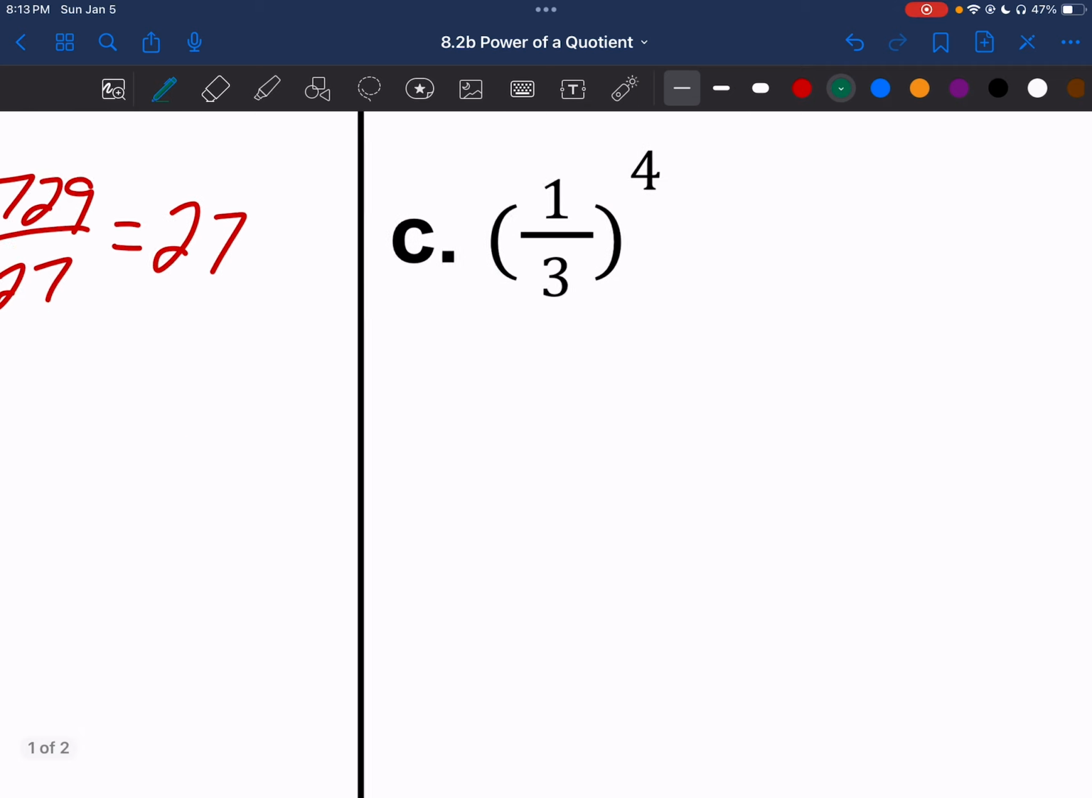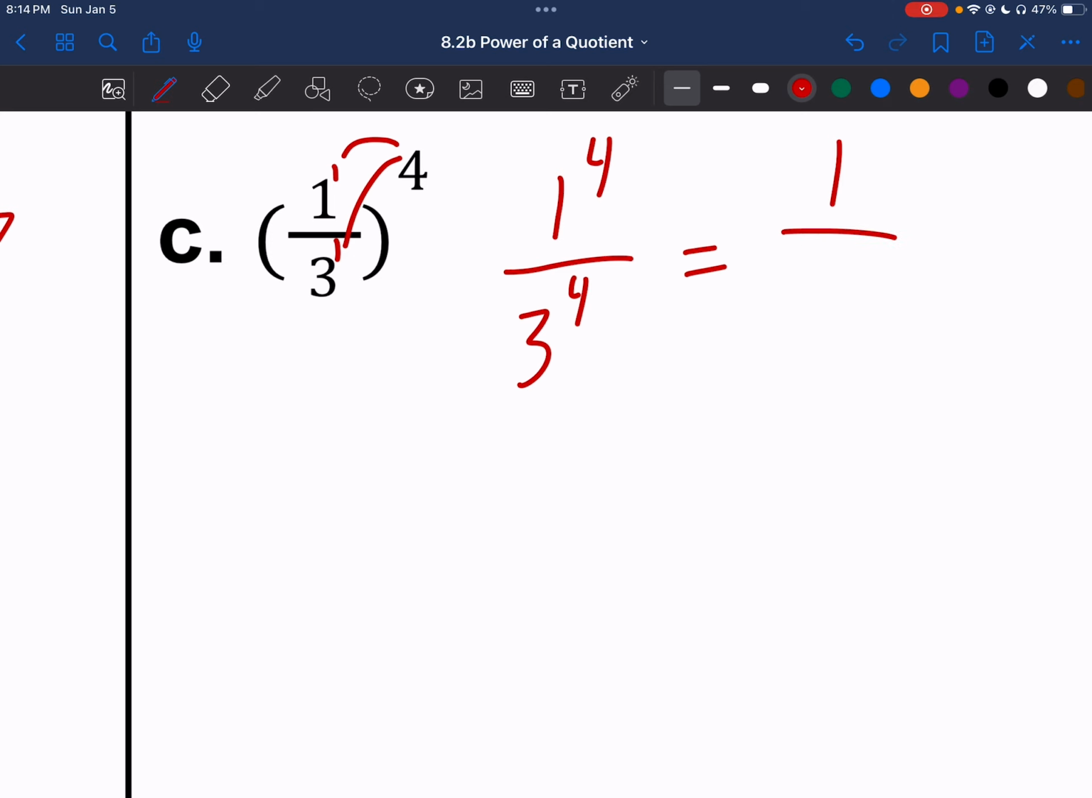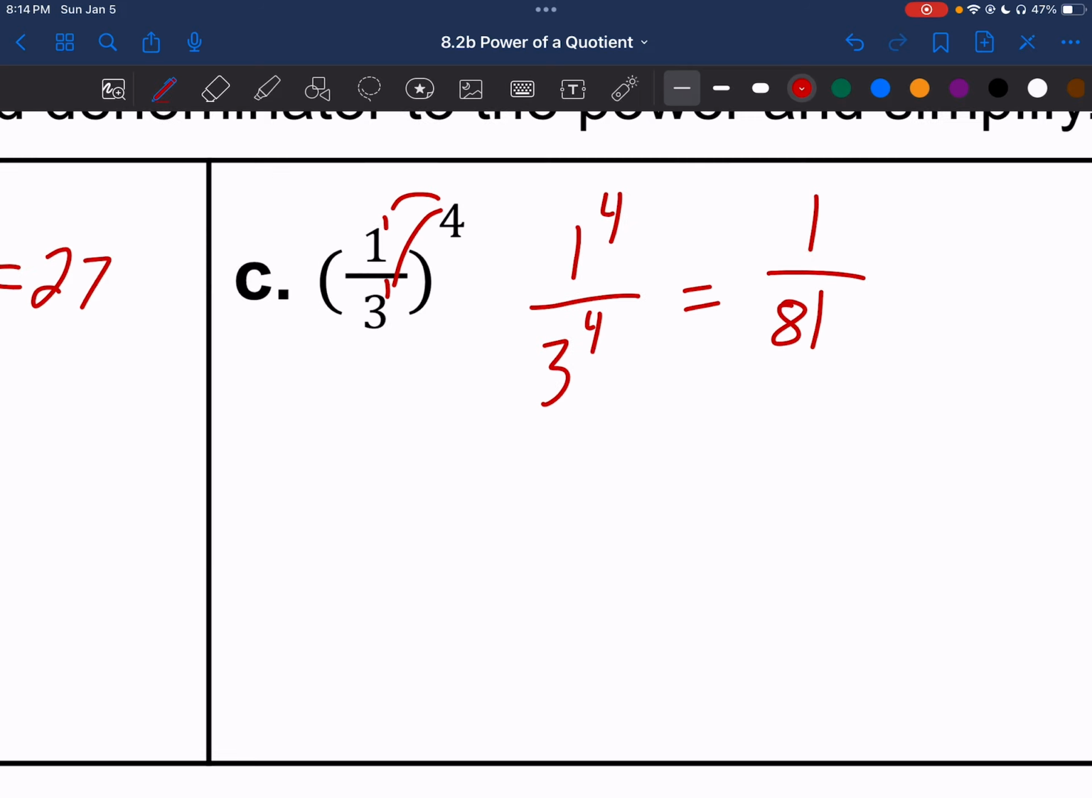All right. Letter C, we are going to distribute our exponents, right? And each one of these, remember, has an exponent of 1. So we have 1 to the fourth power over 3 to the fourth power. 1 times 1 times 1 times 1 is 1. 3 times 3 times 3 times 3 is 81. So it's 1 over 81 is our answer.